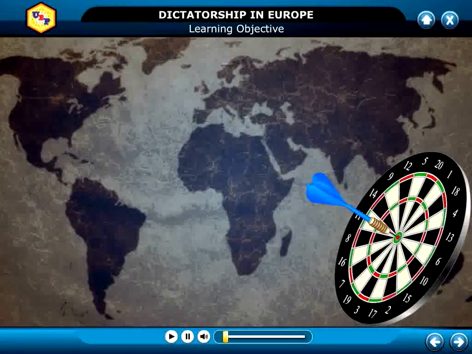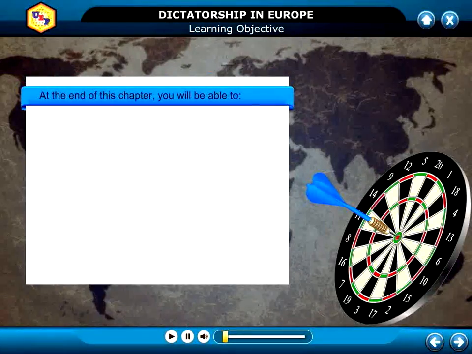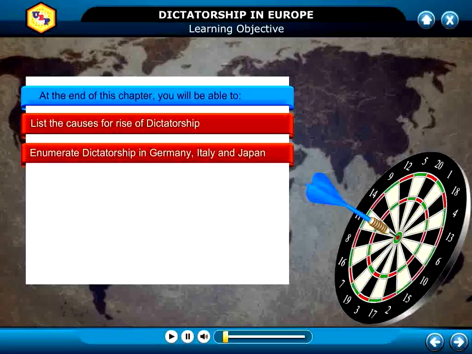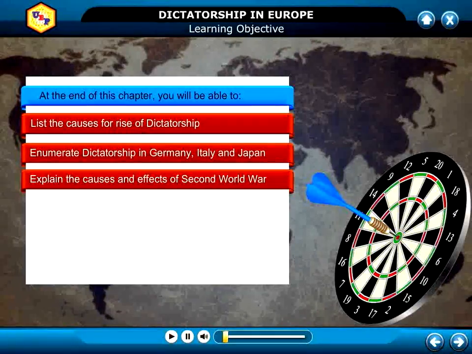Learning objective. At the end of this chapter, you will be able to list the causes for the rise of dictatorship. Enumerate dictatorship in Germany, Turkey, Italy, and Japan. Explain the causes and effects of the Second World War.